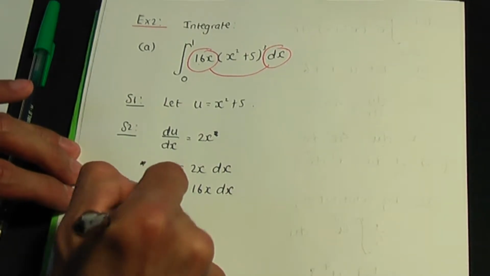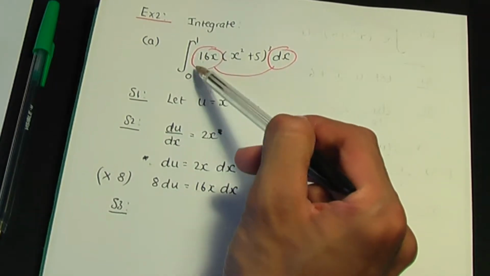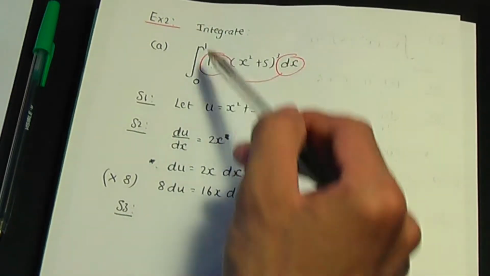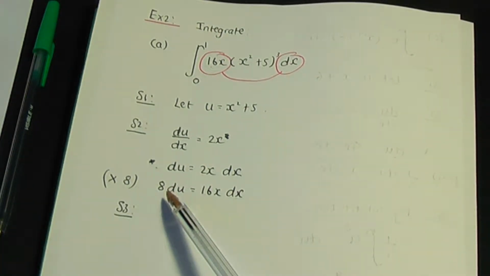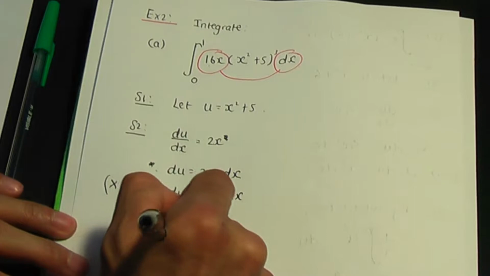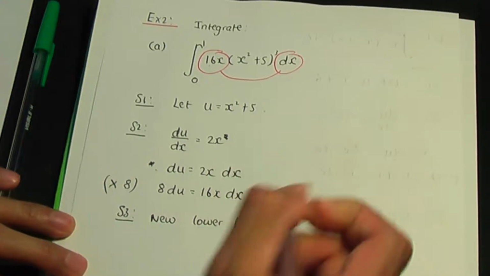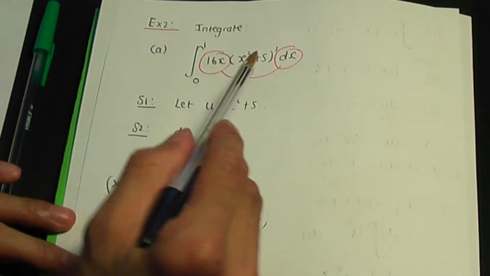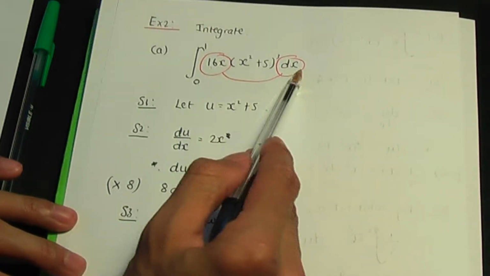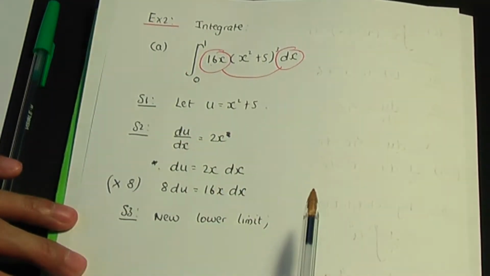Now, this is our extra step, step number 3. These limits, 1 and 0, are the limits for x. We need the limits for our new terms, u and du. So let me show you how to calculate these new limits. Let me first show you how to work out the new lower limit. Bearing in mind, these are the limits for the x variables, I'm going to work out the new limits for the u variable.